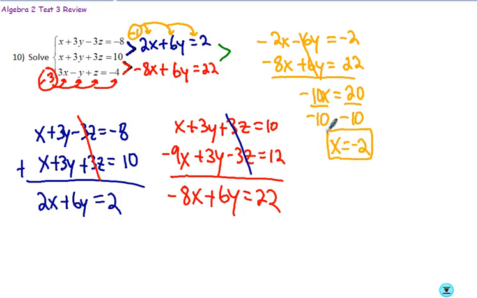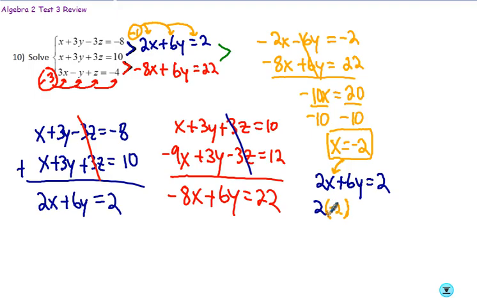Alright, so now that we know what x is, we're going to begin the process of working backwards to figure out what y and what z is. So now that I know that x is negative 2, I'm going to plug it back into one of these equations. Doesn't matter which one. I think I'll take the top one, so I'll say 2x plus 6y equals 2. And then I'm going to substitute in that negative 2. So I'm going to plug it in right there because it's x, so plugging it in for x. And then I'm going to solve the rest of that equation.